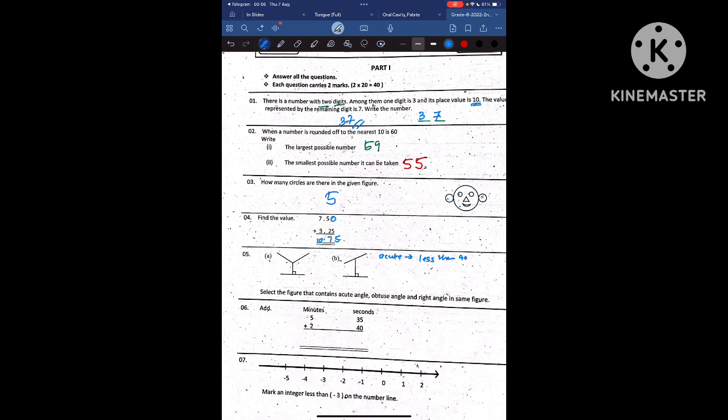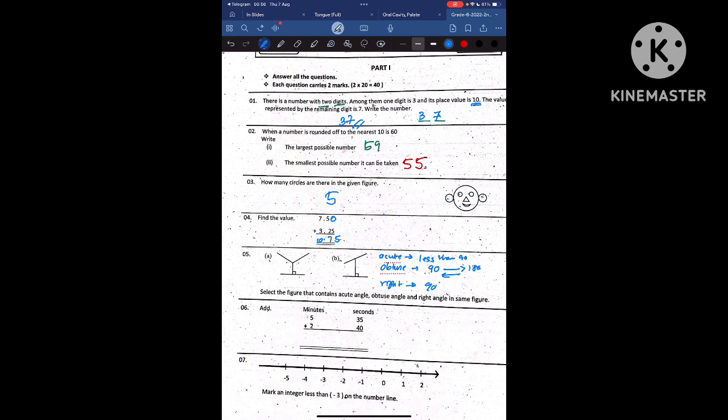Then what is obtuse angle? Obtuse means more than 90, less than 180. Okay, next one is right angle. Right angle is 90. Now let's see.